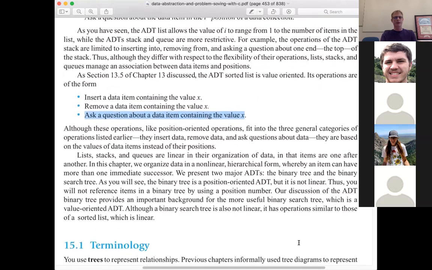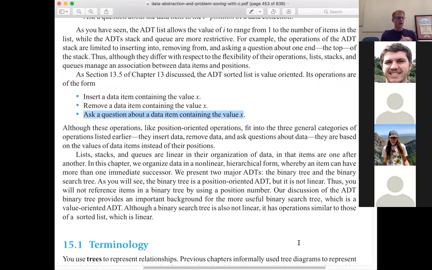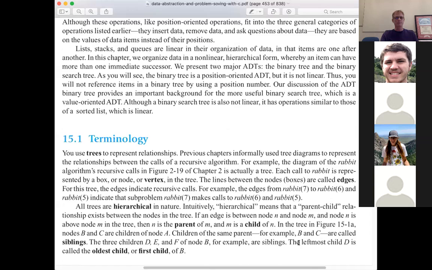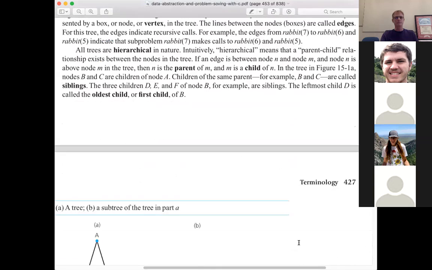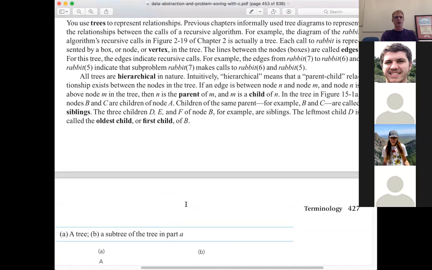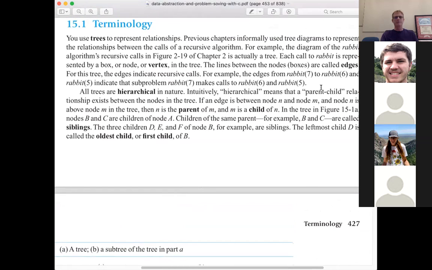So what we're going to be talking about are trees. And we're going to start with just going through some terminology about trees. So here's a picture of a tree.